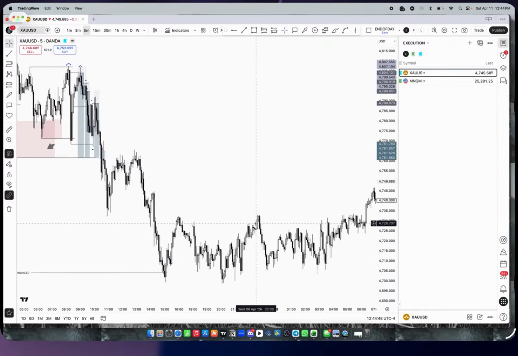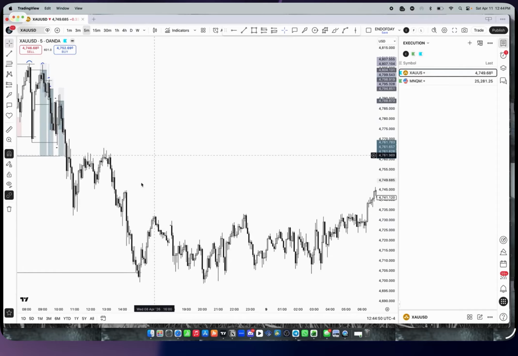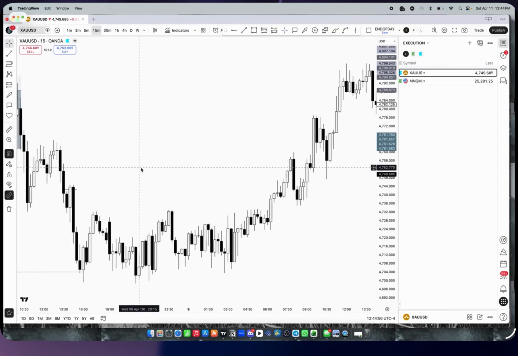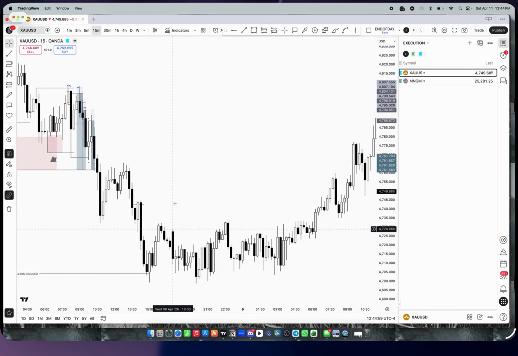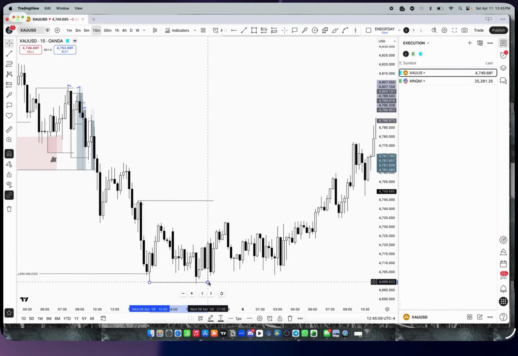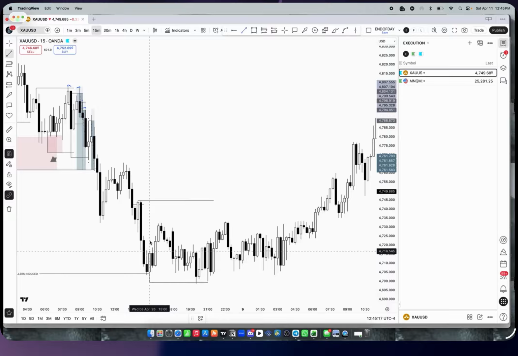So here's what we have. We're reacting off of this area here. Let's actually go to 15 so it looks clear for you guys. This is our inducement high, but it's also a liquidity block, so we can see reactions. We react from that area, and then we induce sellers. And now we take out this internal point.